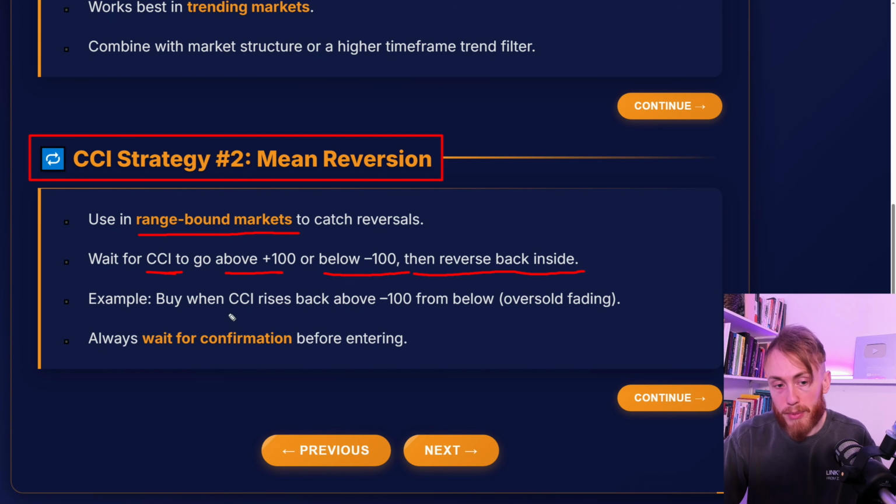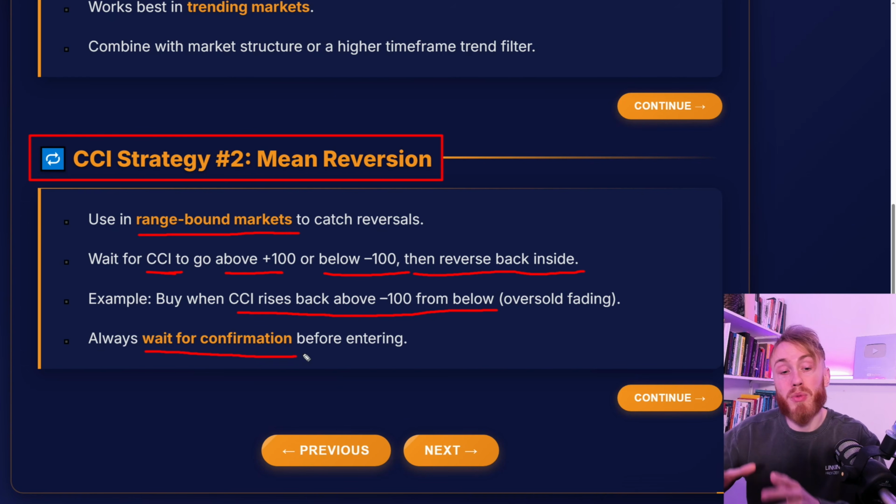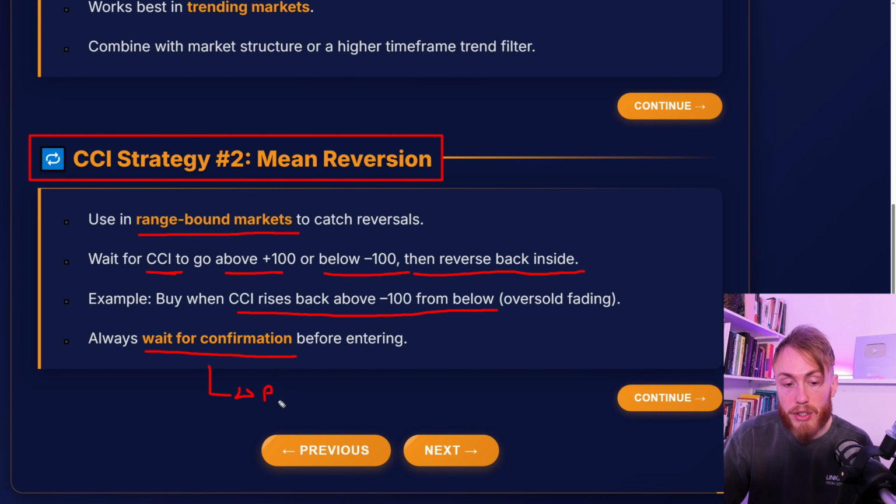So, for example, you could wait for when the CCI rises back above minus 100 from below, that is an oversold signal. But what is important with this trading strategy, as with most trading strategies, is that we want to wait for confirmation before entering. And when we talk about waiting for confirmation, we're usually talking about price action signals.